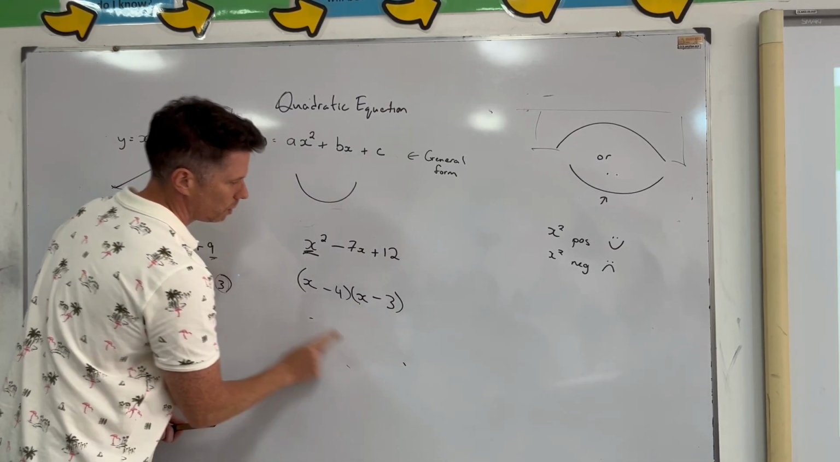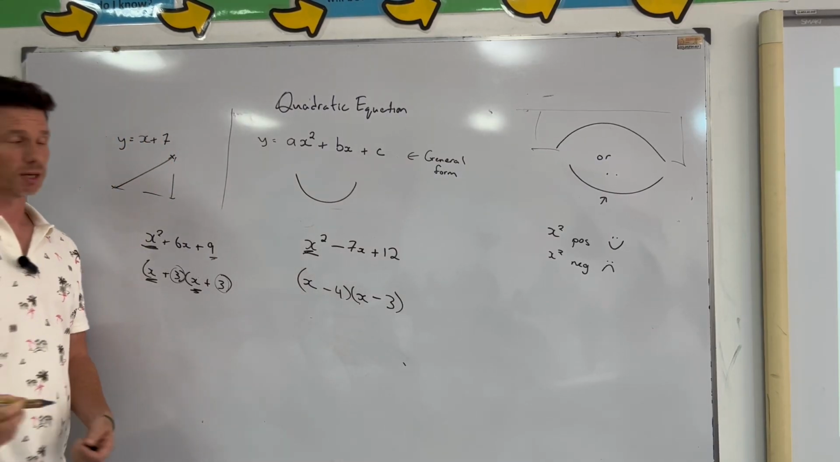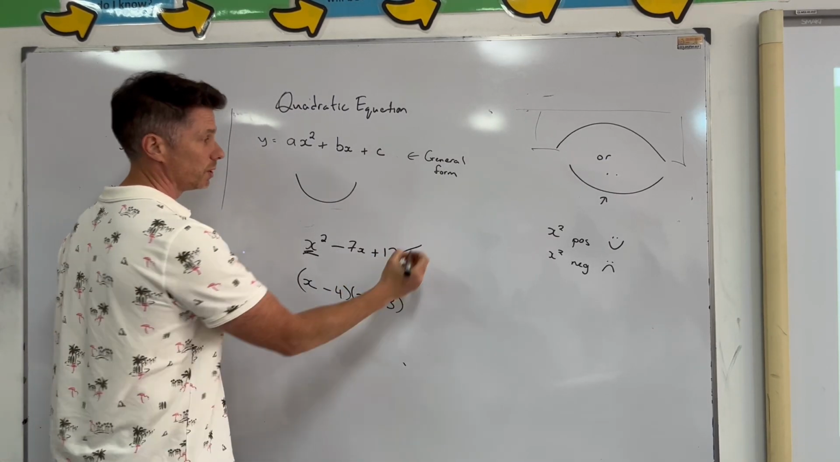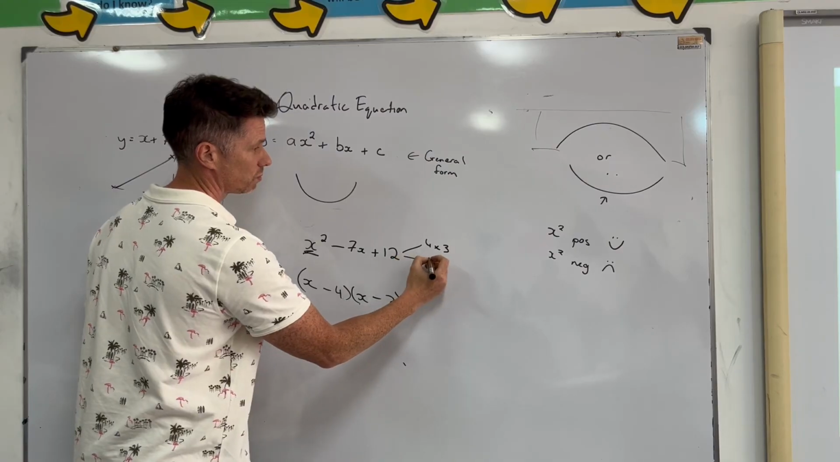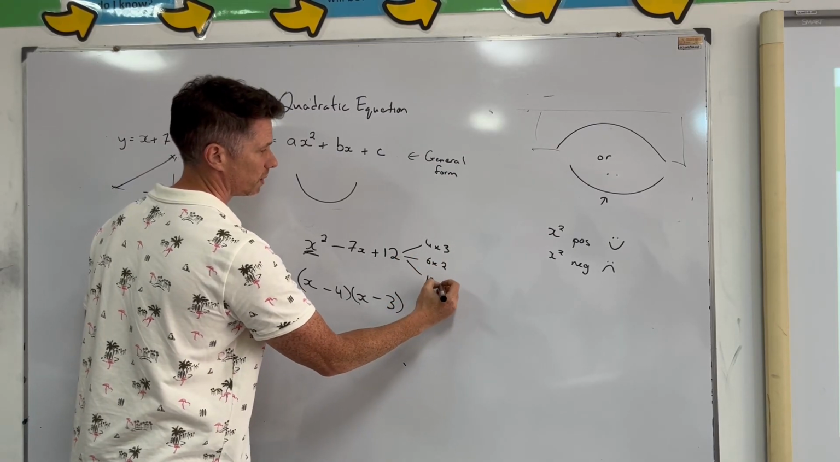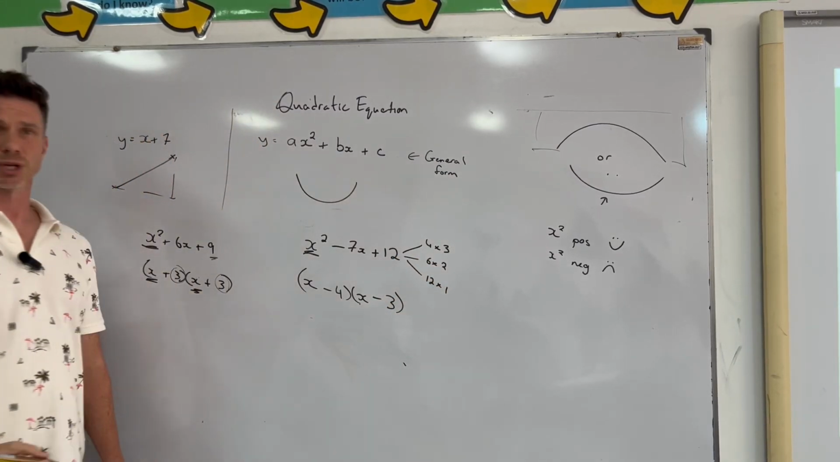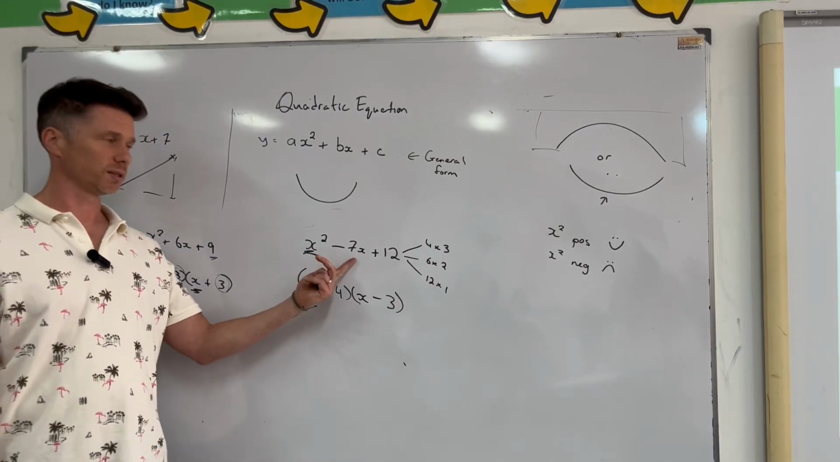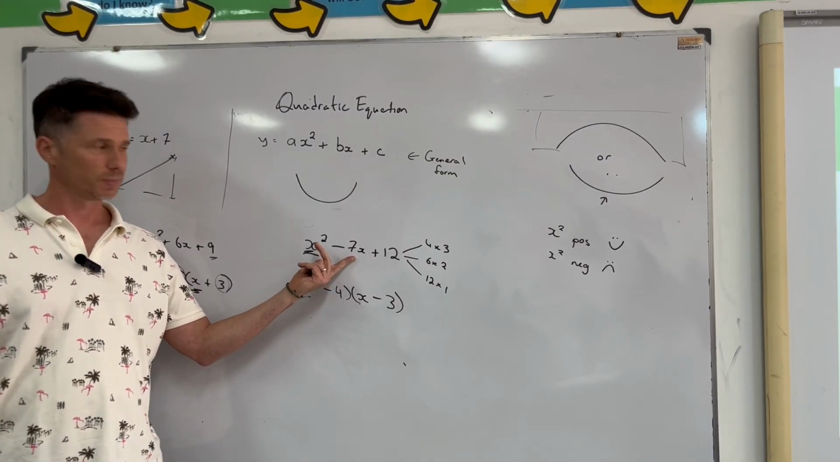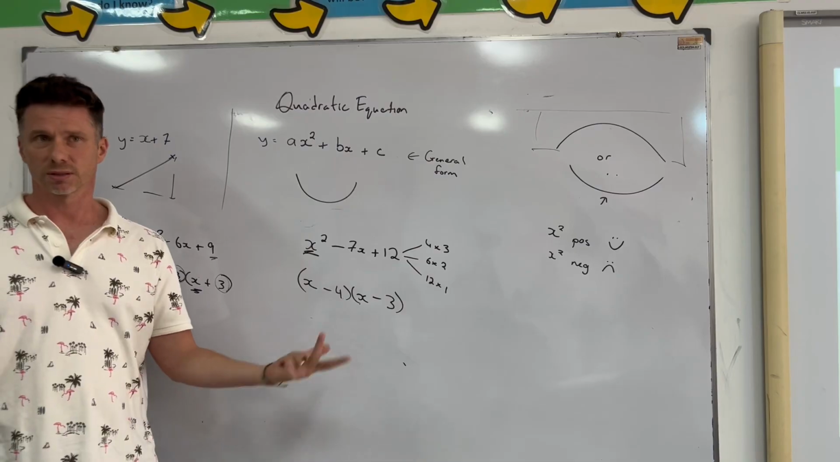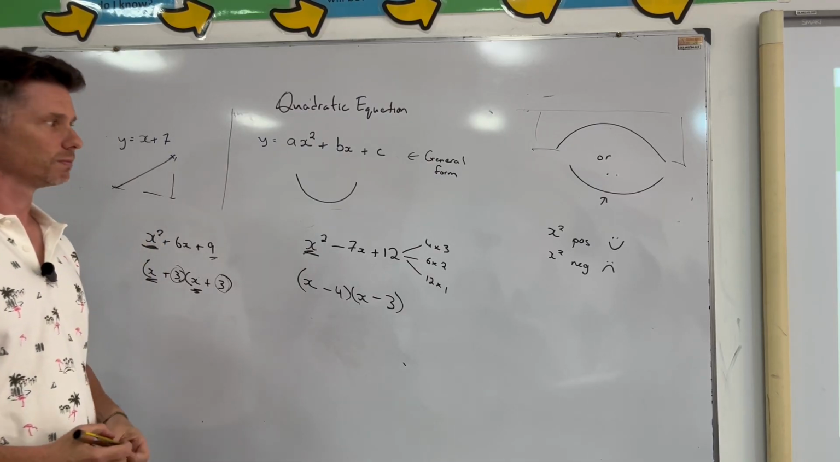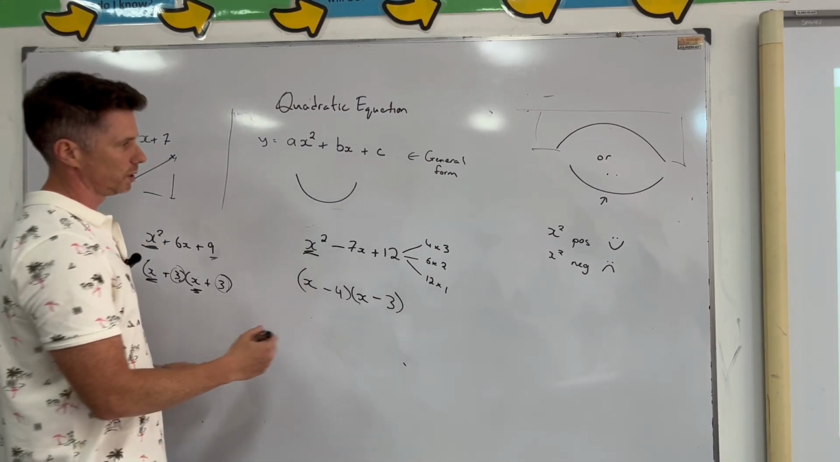What did we do? Well, we use a process of logic, really. 12 can either be 4 times 3, 6 times 2, or 12 times 1. Which one of those is most likely to add or subtract to get to 7, the middle term? Well, you picked 4 times 3 because you know that gives 7. Okay? Let's pick another one here.